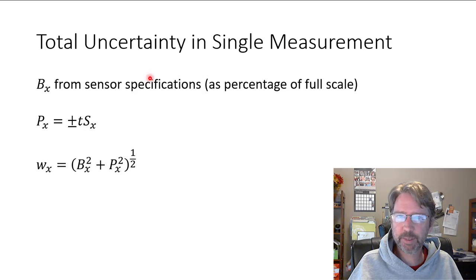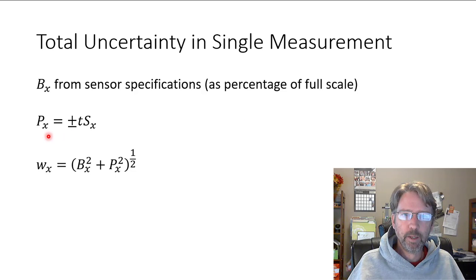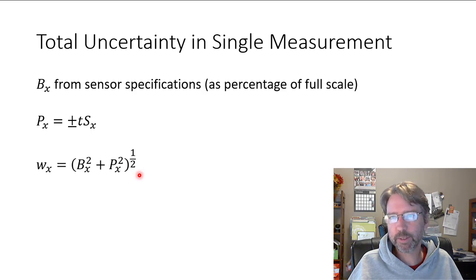Uncertainty in a single measurement, again we're going to get B from the sensor specifications as a percentage of the full-scale span. P now has T times Sx. We're not dividing by the square root of n because we're using a single measurement, so we would divide by 1, and we combine those together for the total uncertainty. So we might be asked for the total uncertainty in the mean, or the total uncertainty in a single measurement, or sometimes the total uncertainty in a few measurements, and that's how we differentiate.